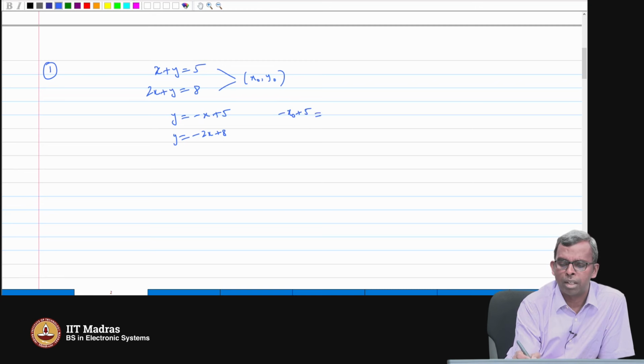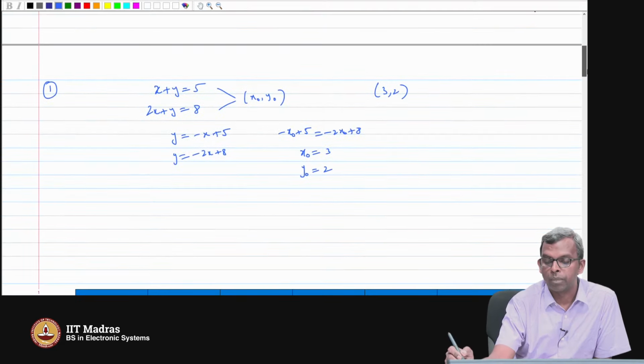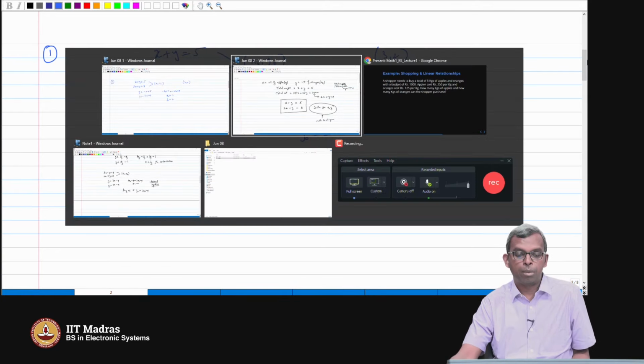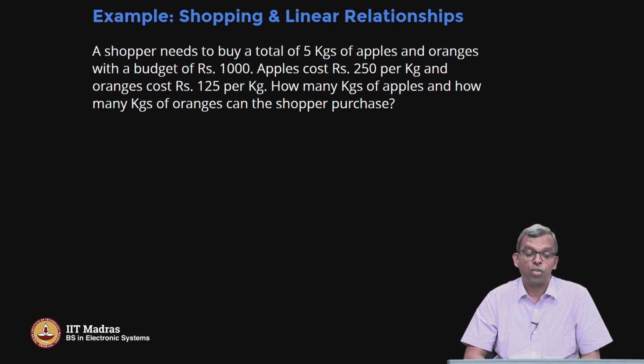Minus x naught plus 5 equals minus 2x naught plus 8. Move this to this, move this to this. You see x naught is 3 and y naught is 2, right? So, this is what we wanted. Solution is 3 comma 2, which is the same as the solution we got using the graphical method. Okay. So, finally we are able to completely fully solve this problem analytically and get the answer we want: 3 kgs of apple and 2 kgs of orange. That concludes this lecture. We will meet again in the next one.